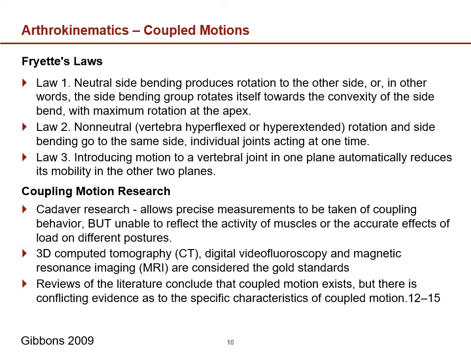Okay. Law 2, non-neutral, either hyperflexed or hyperextended: rotation and side bending go to the same side. So if you're not in your neutral position, then the spine will be demonstrating a type 2 coupled motion pattern. Individual joints act at one time. Law 3, introducing motion to a vertebral joint in one plane automatically reduces its mobility in the other 2 planes.